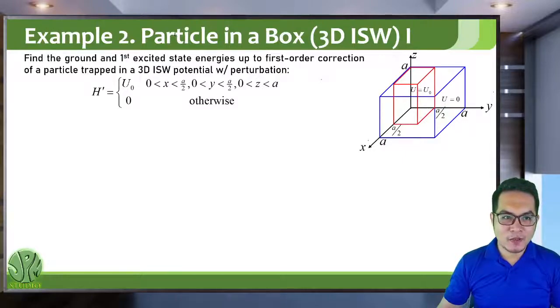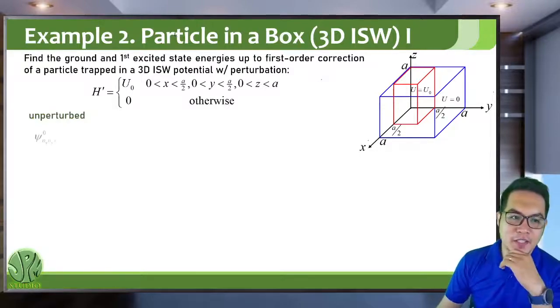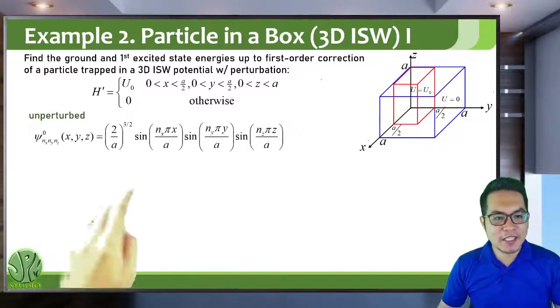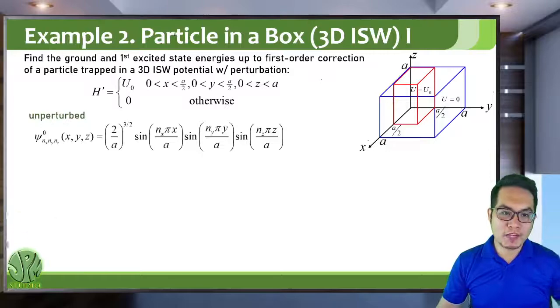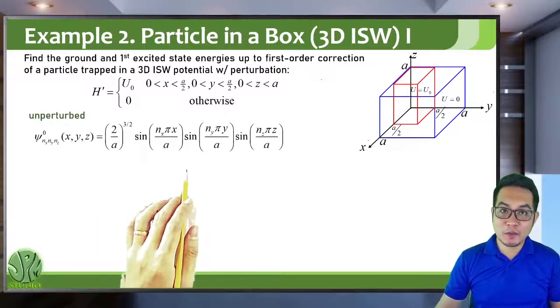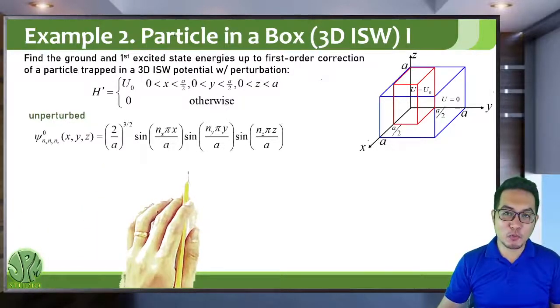Okay, so we are asked to find the ground and first excited state energies up to first order correction. So let's first consider the unperturbed system. This is the unperturbed wave function, the 3-dimensional infinite square well, or the infinite cubical well.